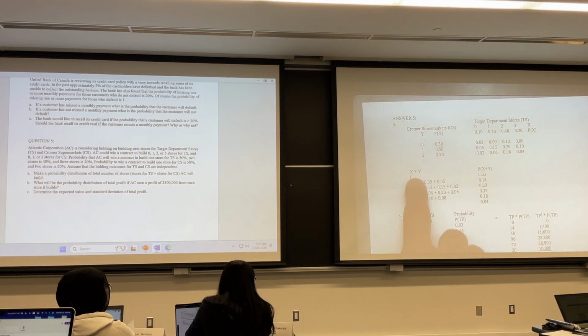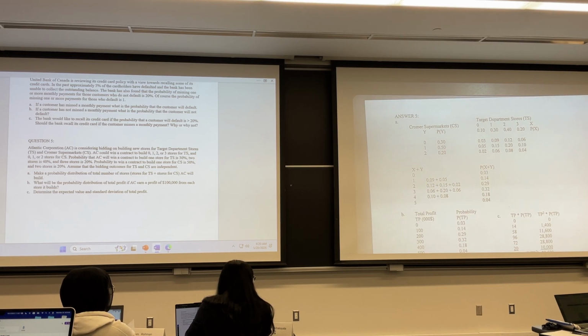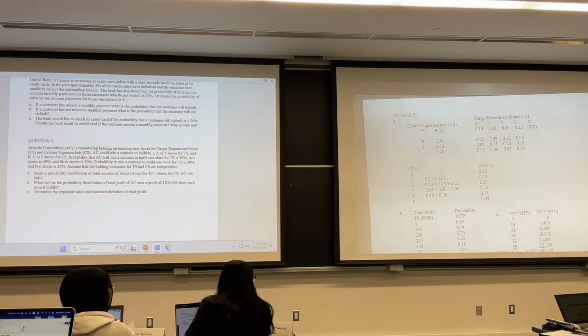So this column, which is giving you different values, and this column, which is giving you probabilities, when you take these 2 together, you have the probability distribution. So the probability distribution of the total number of stores is this and that. Now, the next question is, what will be the probability distribution of total profit? AC can earn a profit of $100,000 from each store it builds. So the stores it is going to build are 0, 1, 2, 3, 4, 5. Each store will give a profit of $100,000. So the profit is going to be 0, 100, 200, 300, 400, 500. And this is the probability distribution.